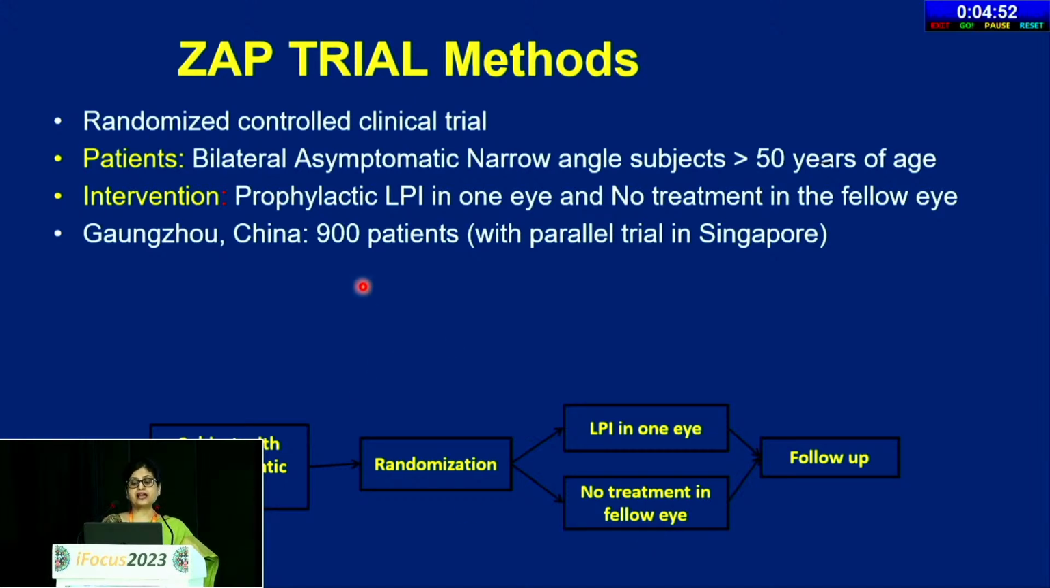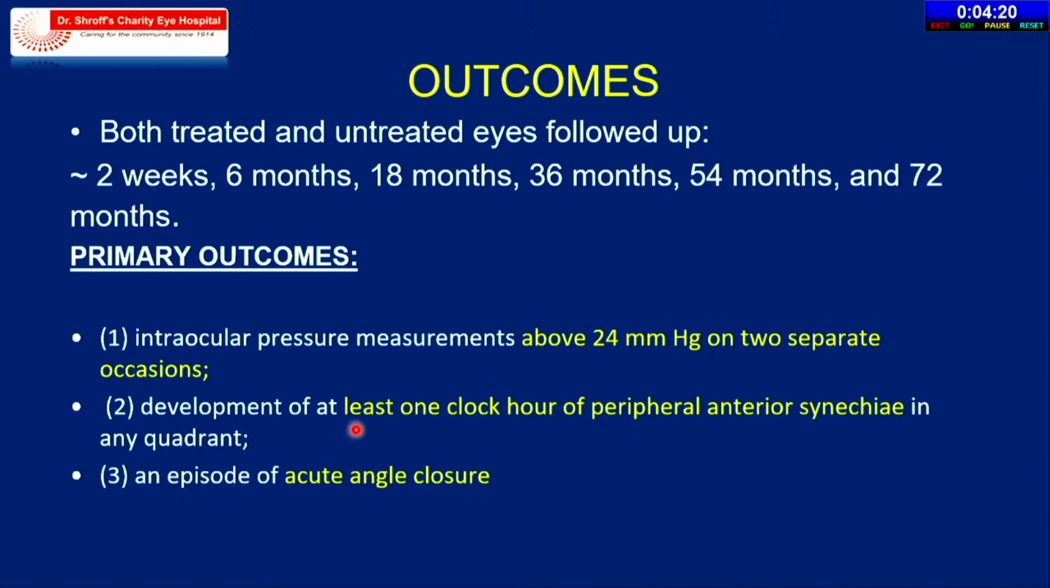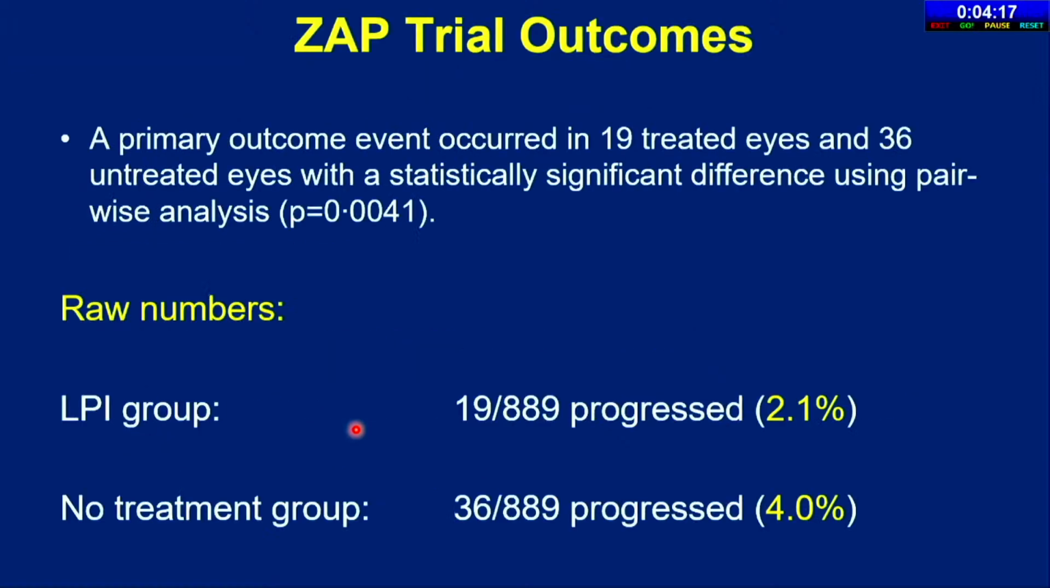Then the patients were followed up. 900 patients were recruited. They were followed up at 2 weeks, 6 months, 18 months, and then up to 72 months. And during that period, what were the outcome measures? If the intraocular pressure measurements went above 24 millimeters of mercury on 2 occasions, if there was development of at least 1 clock hour of PAS in any quadrant, or an episode of acute angle closure. So these were the criteria for progression.